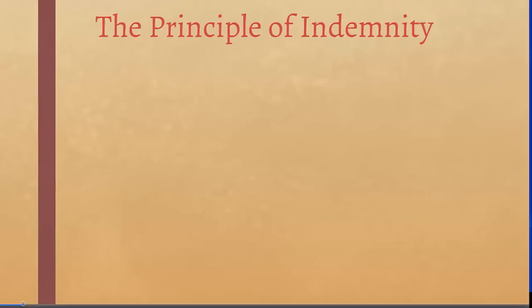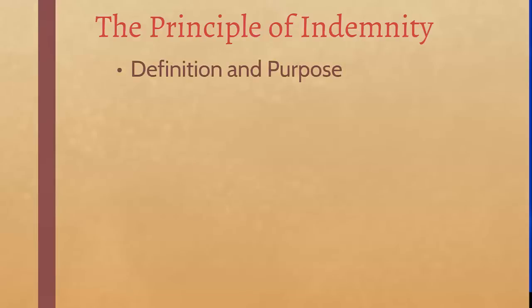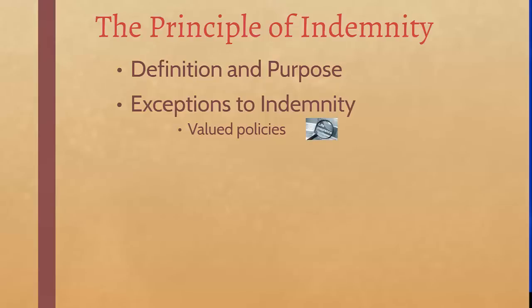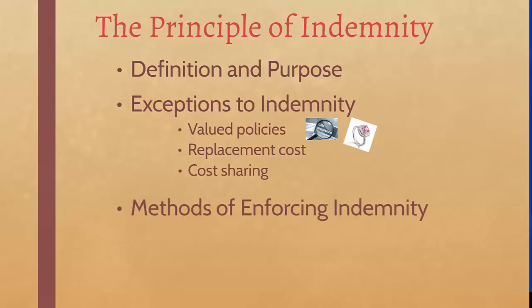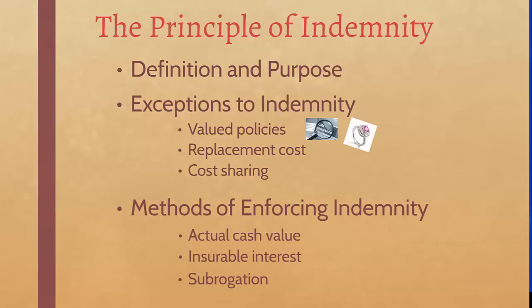First, we're going to discuss the principle of indemnity. We've already begun to discuss this concept, but we're going to look more deeply. We're going to look first at its definition and purpose, and we'll look at when exceptions to indemnity exist, such as valued policies like life insurance and jewelry, and replacement cost and cost sharing. Then we'll look at methods insurance companies use to enforce indemnity, such as actual cash value, insurable interest, and subrogation.